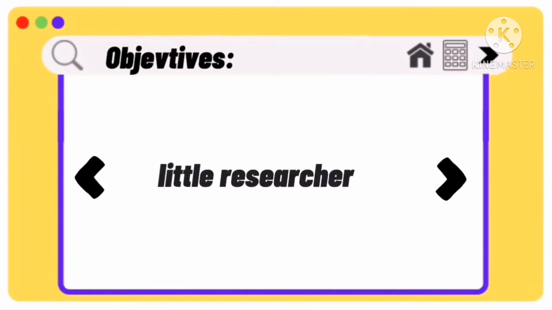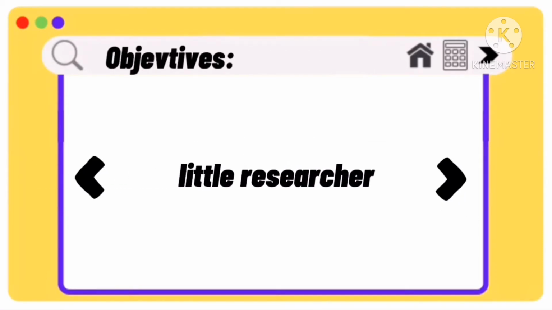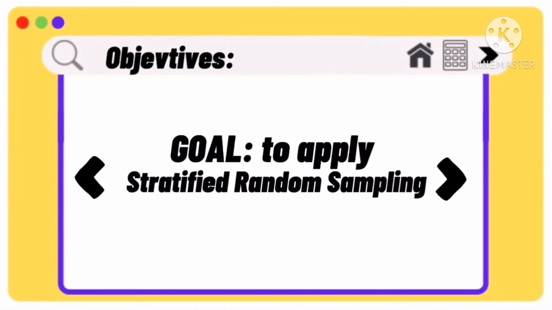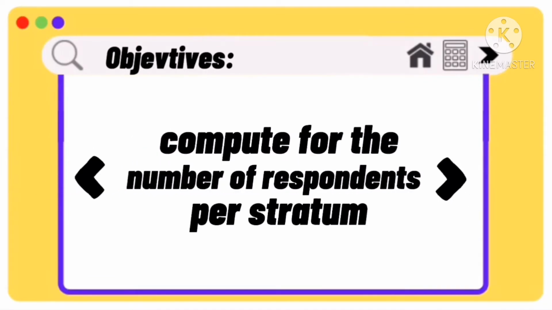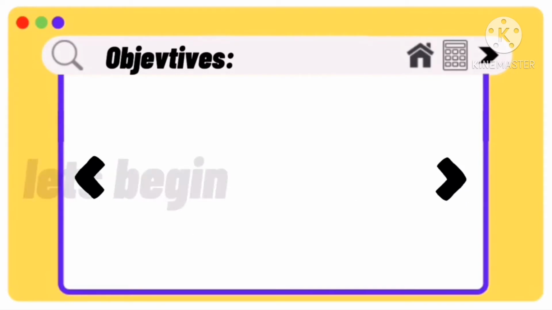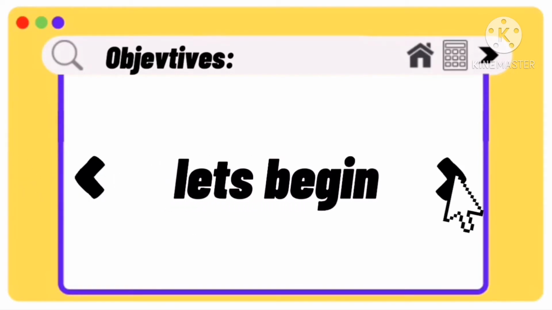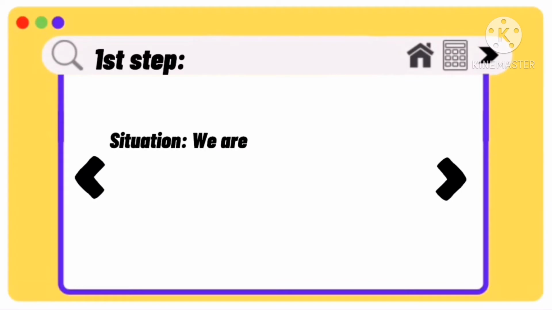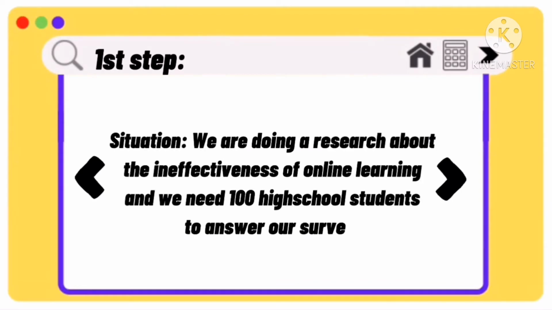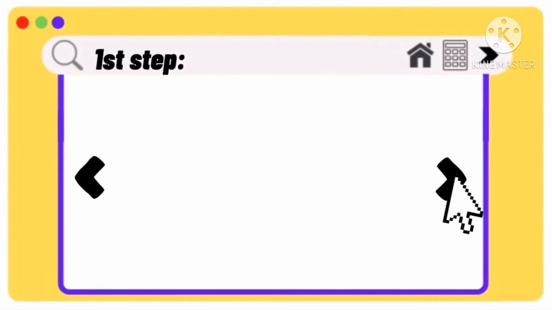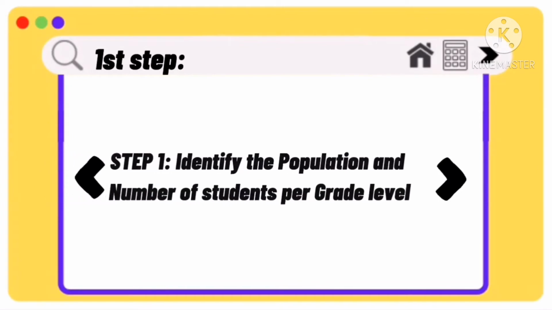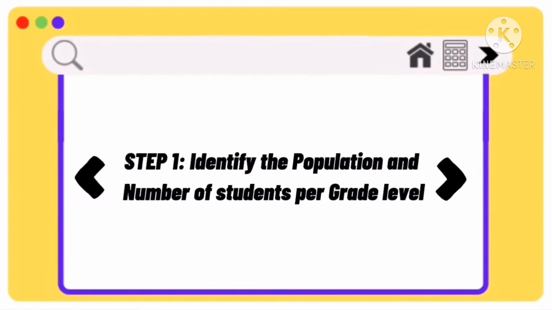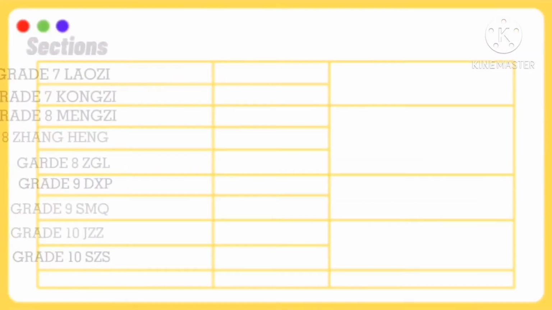In this video, I will be a little researcher, and my goal is to apply stratified random sampling and to compute for the number of respondents per stratum. And now, let's begin. We are doing a research about the ineffectiveness of online learning, and we need 100 high school students to answer our surveys. Step 1. We should first identify the population and the number of students per grade level.